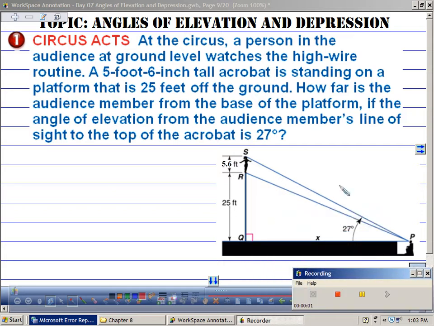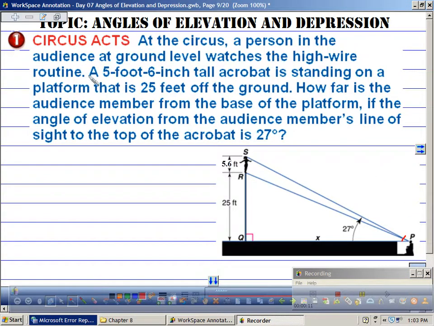Okay, so today we're going to talk about angles of elevation and angles of depression. So this says circus acts. At the circus, a person is in the audience at ground level. Right here, here's the guy, watching the high wire routine.